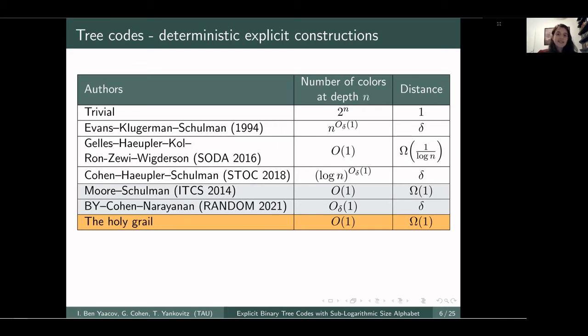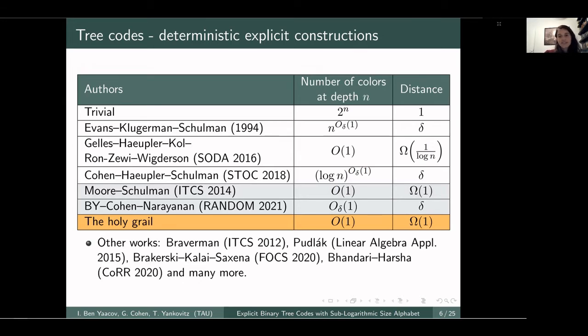The second candidate results from joint work with Gil Cohen and Anand Kumar Narayanan from 2021, which presents a construction whose distance guarantee relies on a conjecture we put forth regarding the zeros of certain polynomials, often over finite fields. And there are many other works in this area. Prior to our work, the results that achieved the best parameters were those highlighted in green.